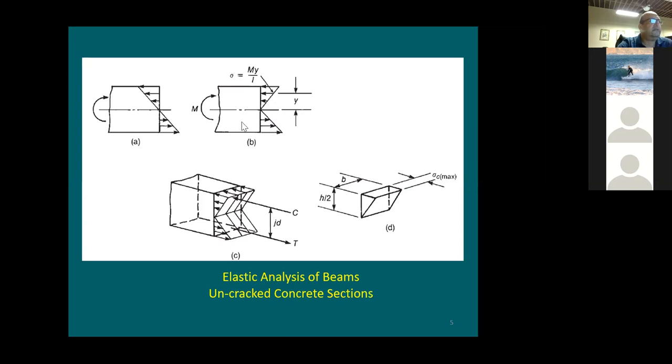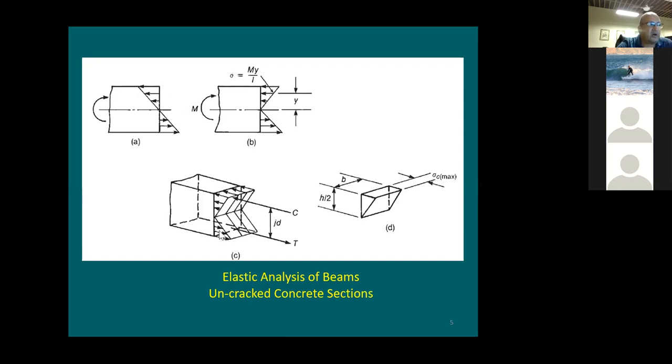So A and B are exactly the same thing. Look at the stress. You see this one and this one, they're the same, right? All I have done is flip this, but the direction of the stress is the same. This is compression, this is tension, and this is also tension and compression. Look at the direction of the arrows. So I should be able to draw it this way.